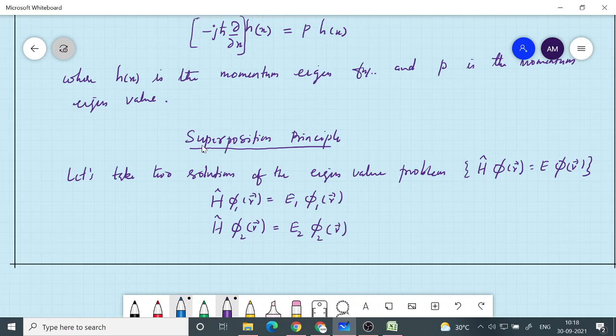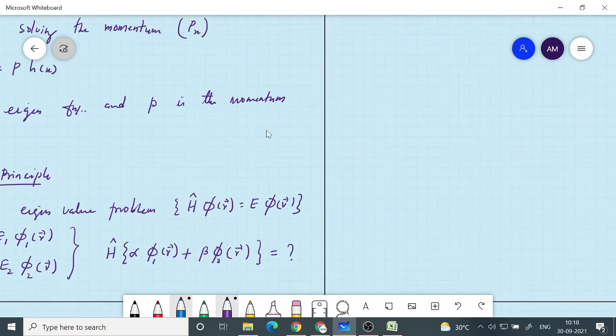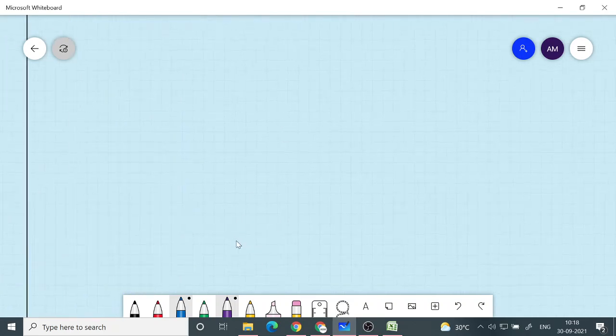Now the interesting thing is that I can add these two functions, right? So if I add these two functions, that will give me H operating on phi 1. I can add this function with some coefficients multiplied on, like alpha, just like we did in the case of signals and systems, alpha phi 1 plus beta phi 2. Then what will be my result? So let me rewrite this.